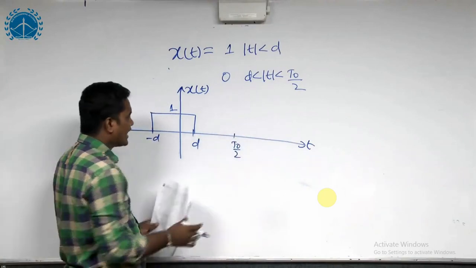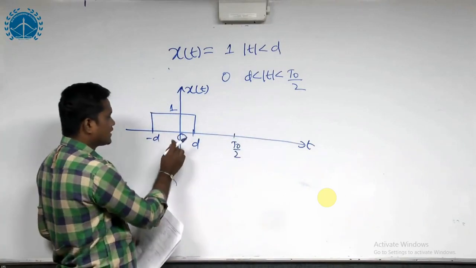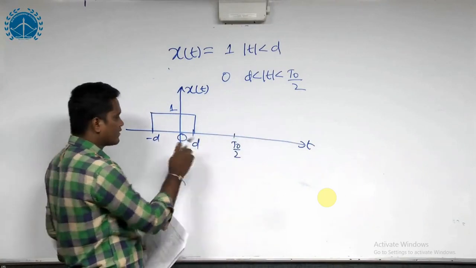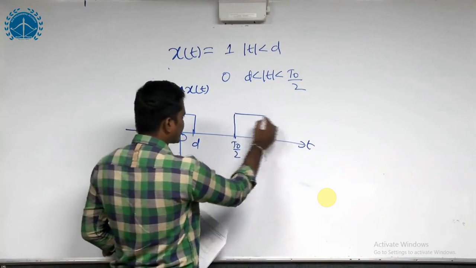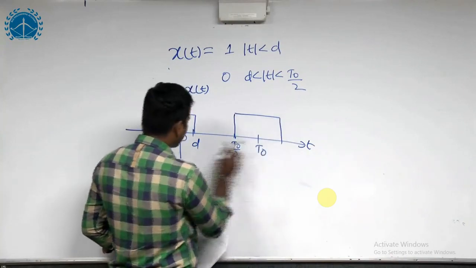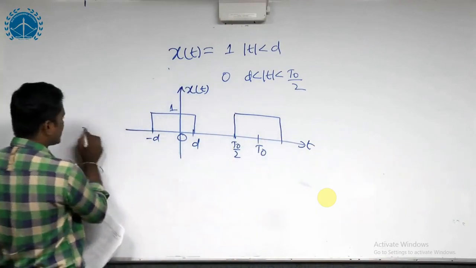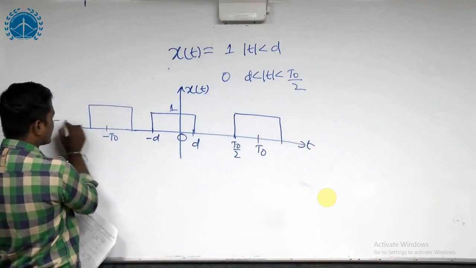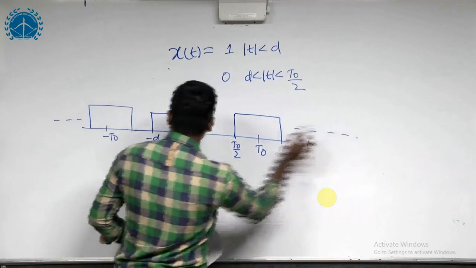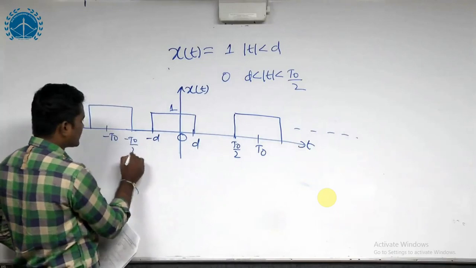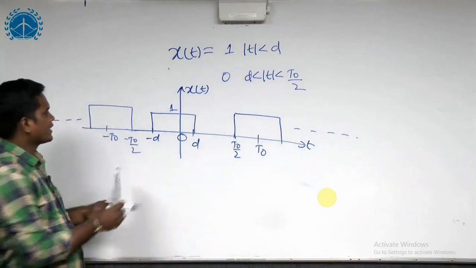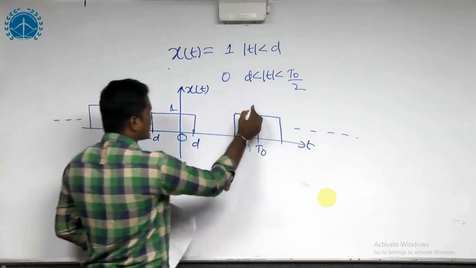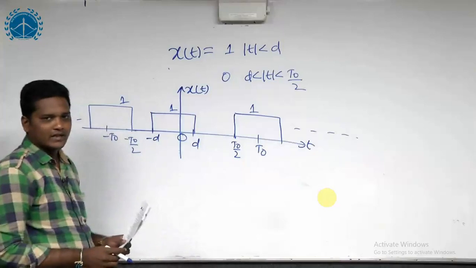So d to T0 by 2, it is 0. And the question itself says it is a periodic signal with period of T0. So I can write like this. So this is T0. 0 to T0 is one period. In the same way, on the left side also, minus T0, so this becomes minus T0 by 2. So it is the given signal. 1, 1. So what is the DC component of the given signal?